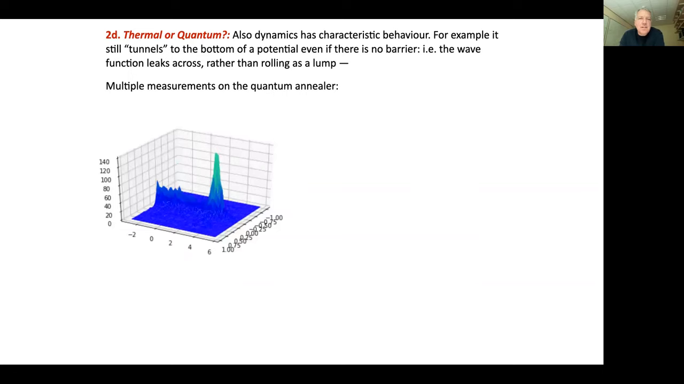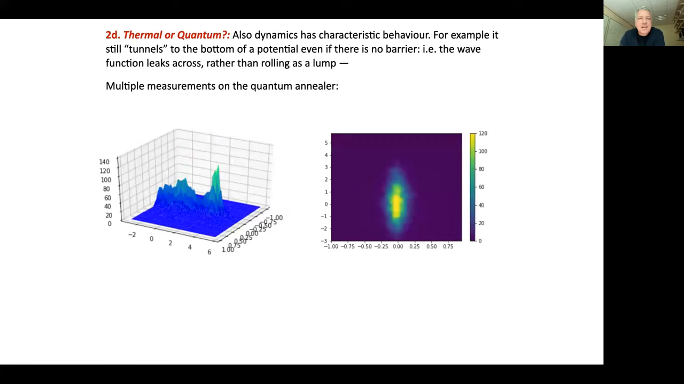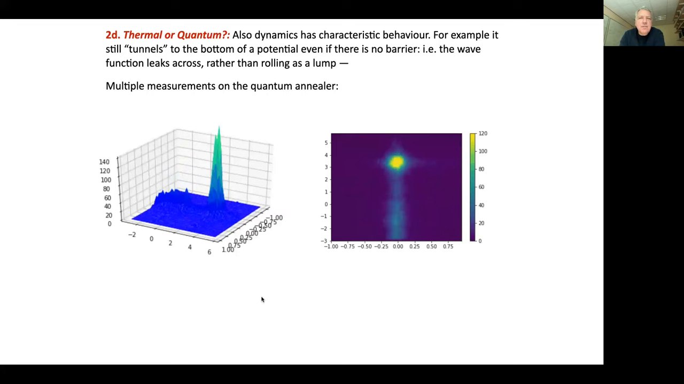So in the quantum system, it doesn't move, doesn't roll down as a single blob. What happens is it grows at the minimum and sinks where you started. It grows at the minimum. You never see a blob rolling down the hill. And that's more what happens in quantum than thermal. So this is sort of the heat map of the same thing. Okay, so that's that story.